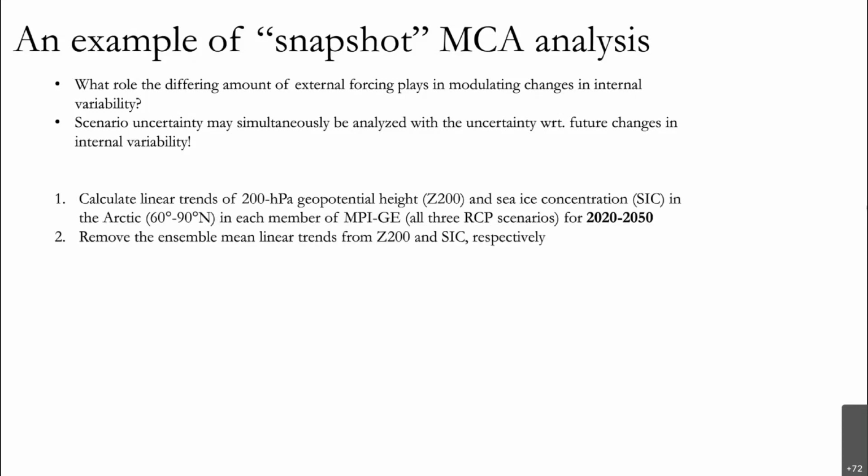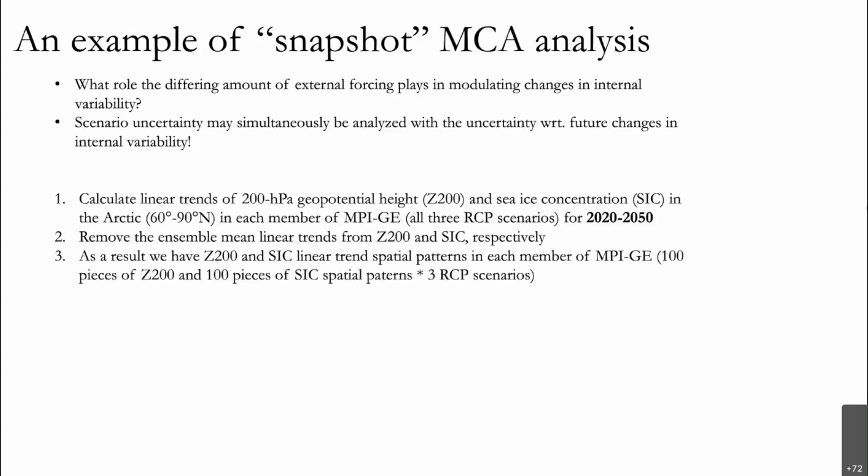And then remove the ensemble mean linear trend from Z200 and sea ice concentration respectively. So as a result, we have the Z200 and sea ice concentration linear trend spatial patterns in each member of the MPI-GE. So 100 pieces of Z200 and 100 pieces of sea ice concentration spatial linear trend patterns times the 3 RCP scenarios available in the MPI-GE.